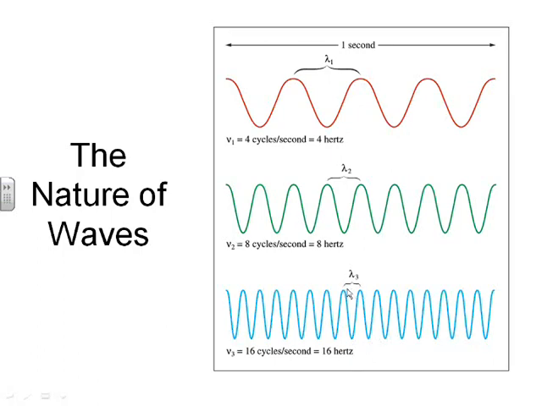However, the smaller the wavelength, the higher the frequency. And the frequency is how many times that wave can happen per second. So the shorter the wavelength, the higher the frequency. The longer the wavelength, the lower the frequency.